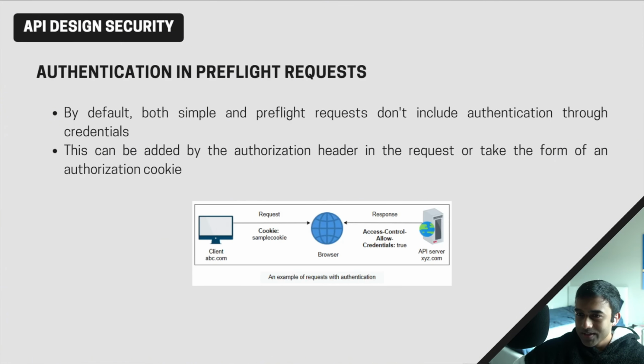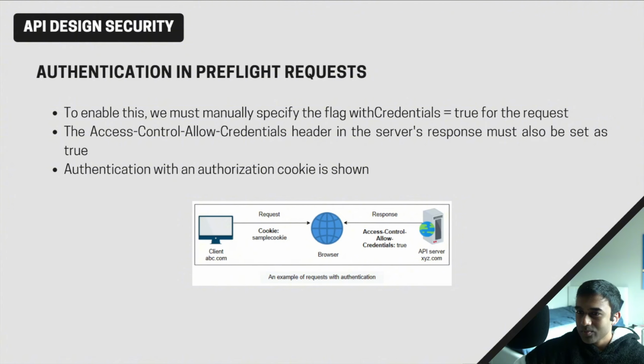So let's talk about authentication and pre-flight requests. By default, both simple and pre-flight requests don't include authentication through credentials. This can be added by the authorization header in the request or take the form of an authorization cookie. To enable this, we must manually specify the flag withCredentials to be true for the request. The Access-Control-Allow-Credentials header in the server's response must also be set as true. Authentication with an authorization cookie is shown below. So our server sends this Access-Control-Allow-Credentials to be true, and then our client has a cookie.